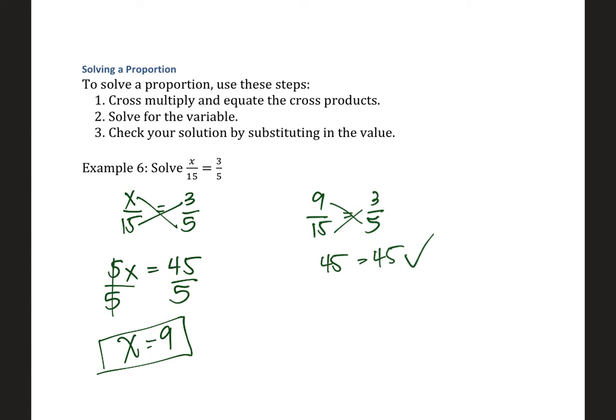X is equal to 9. And although it's not always necessary to check your answers by plugging them back in and cross multiplying again, it's usually a good idea when you're new to something to just check it just in case.